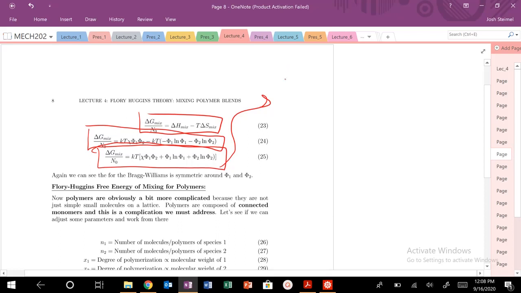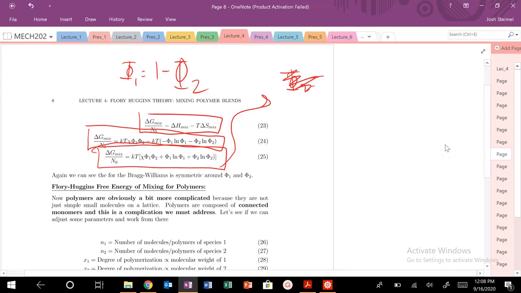Let's rewrite it in terms of phi 2. I want to replace phi 1 with 1 minus phi 2, because phi 1 plus phi 2 is 1. We have to have one total volume fraction. Everything has to be filled on our side. So let's go ahead and plot our free energy curve here. I'm going to use this replacement and then plot everything as a function of phi 2.